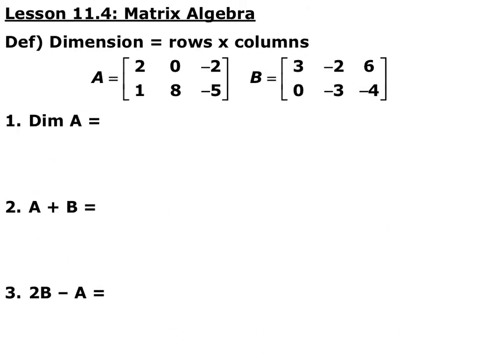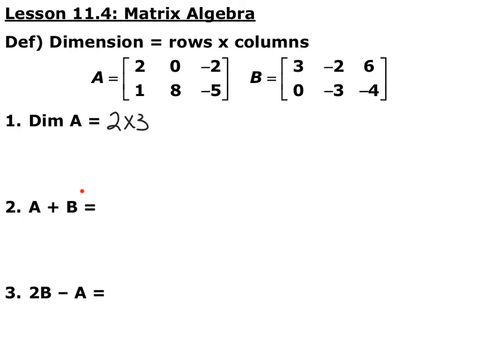The last part is going to be matrix algebra, so adding, multiplying, and solving in a different way. So here we have two matrices, A and B. And first I want you to write down the dimensions of A. So remember, we always label the dimensions as the rows by the columns. So both A and B are 2 by 3 matrices. You have 2 rows and 3 columns.